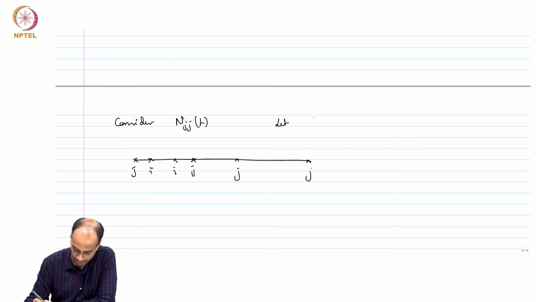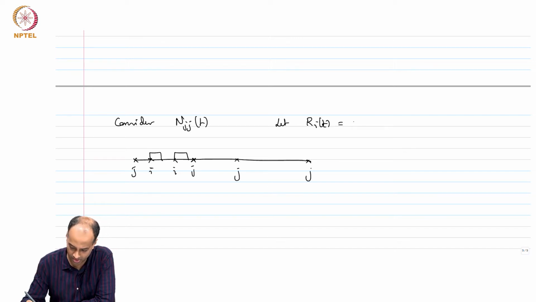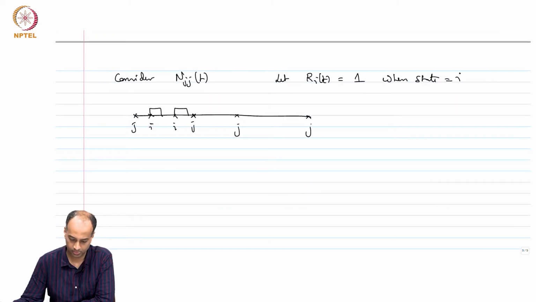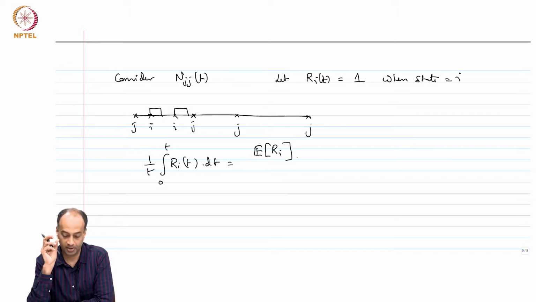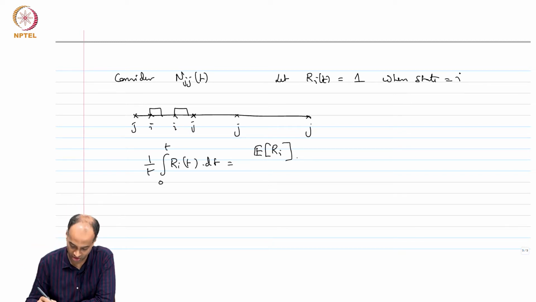So, let Ri of t. I am going to define a reward process which is 1 when state is equal to I. Then I know that one over t integral 0 to t Ri of t dt is equal to expected Ri, which is the expected number of times I will be in state I between successive visits to state j, over expected Tjj.